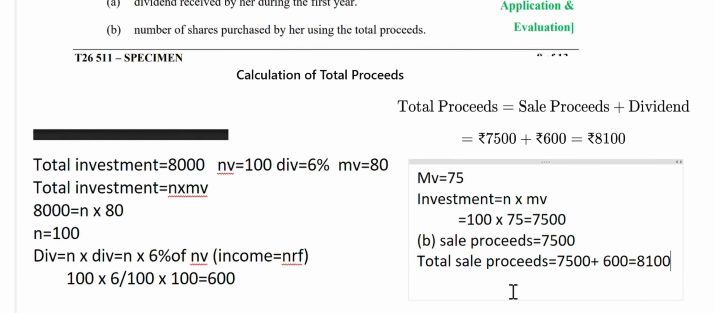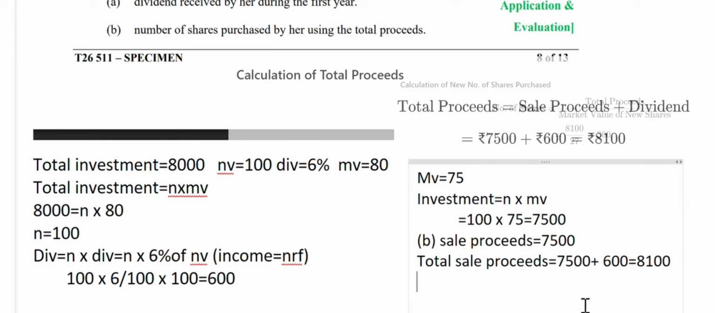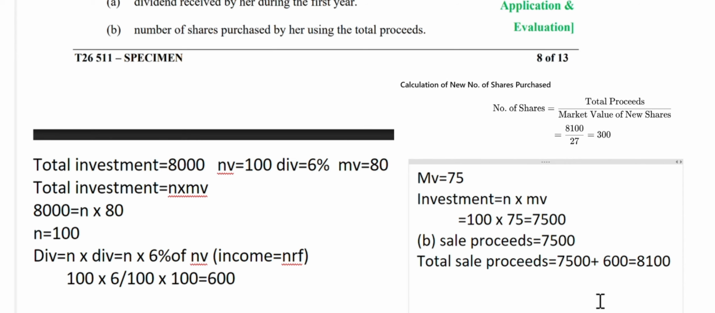So total proceeds equal to 8100. Now we have to find the number of shares purchased by her using the total proceeds. Total proceeds 8100, we have to find the number of shares. So total investment is 8100.